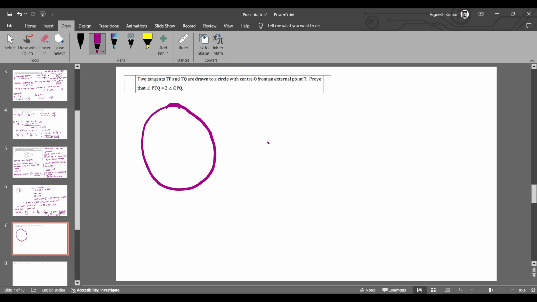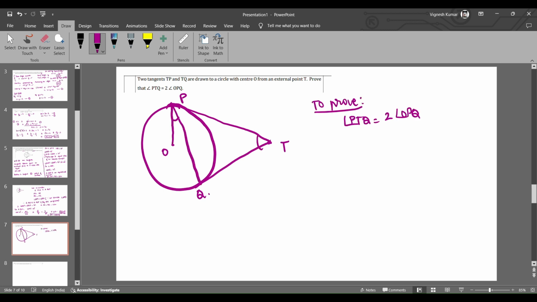So there is an external point T, and from this point two tangents are drawn to the circle. So this is TP and TQ, and the center of the circle is O. Prove that angle PTQ is equal to 2 times angle OPQ. So how can I accomplish doing this?